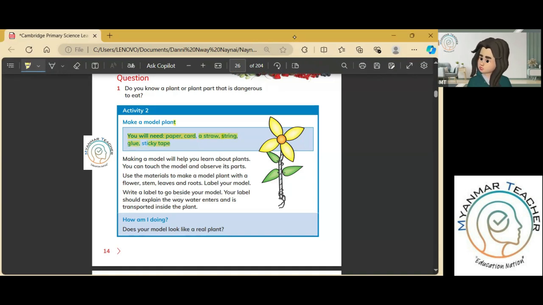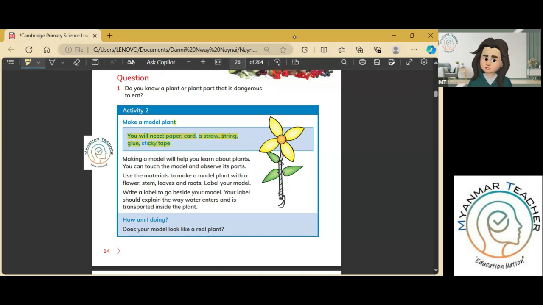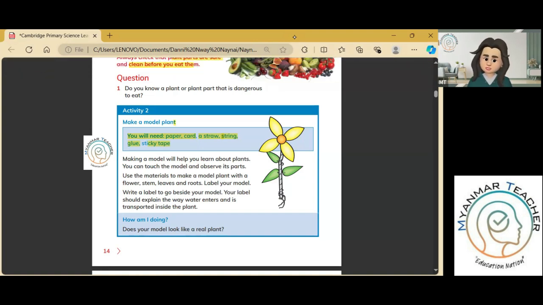If you don't have a straw, you can take paper and roll it up into a thin roll, and then you can use that as a straw. That also works. That's perfect. Making a model will help you learn about plants because usually if you can see it, you learn better. It's like if someone tells you something and you don't know what it looks like, and you're supposed to write about it in the exam, you don't really know how to do it.